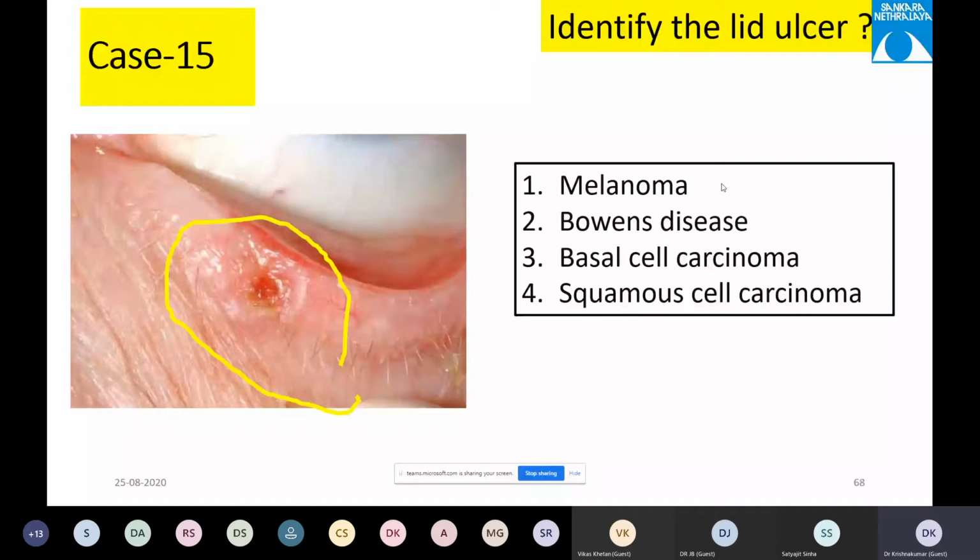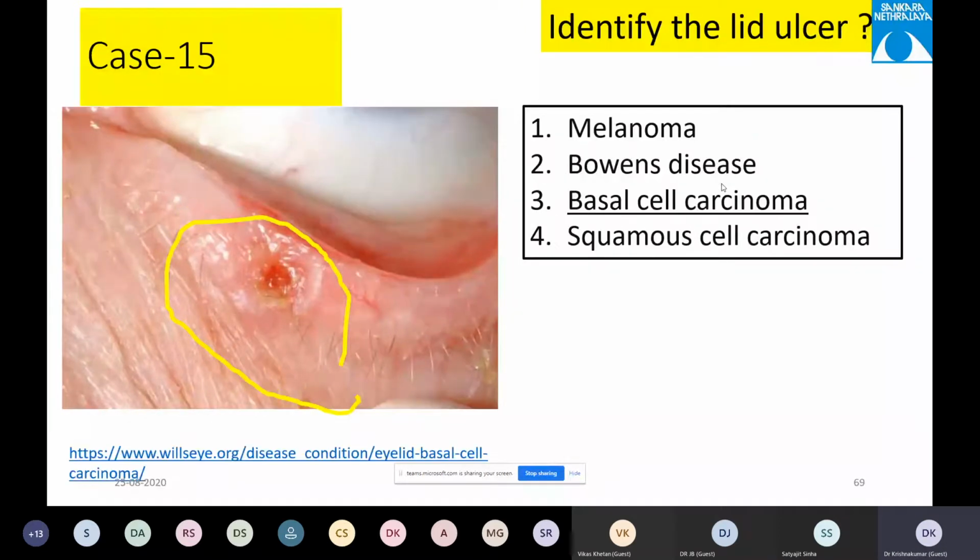Then next we go to the lid. This is a lid. You find an ulcer. Lid ulcer. Is it a melanoma? Is it a Bowen's? Is it a basal cell carcinoma or a squamous cell carcinoma? The answer is yes. All of you are correct. This is basal cell carcinoma. The common cause for lower lid ulceration is basal cell carcinoma. That is the first diagnosis in elderly people.